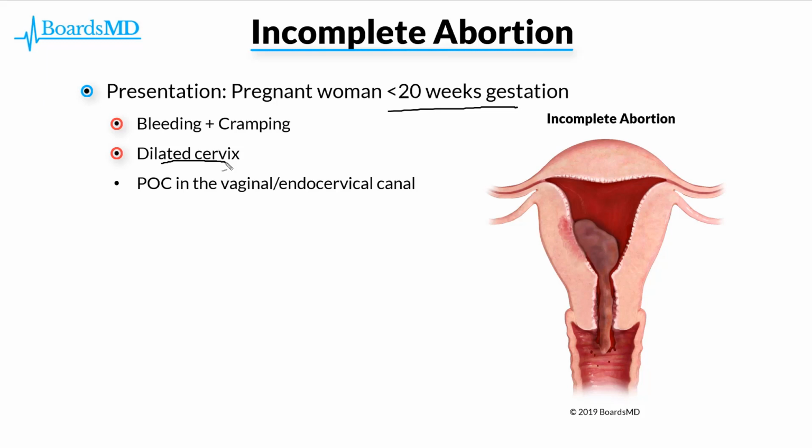However, in the case of an incomplete abortion, there will be products of conception present in the vaginal or endocervical canal on physical exam. And therefore, we can now state with certainty that this is not simply an abortion that is inevitable, but rather it is an incomplete abortion where some products of conception are still remaining within the endometrial cavity, whereas other products of conception have already made their way into the endocervical and vaginal canal. And this is the hallmark of incomplete abortion.